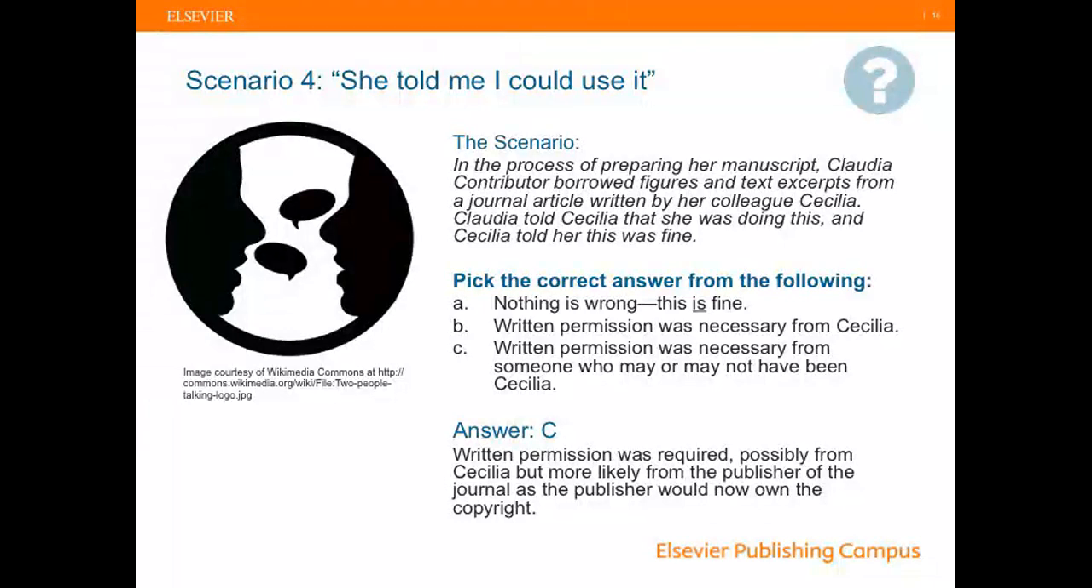The correct answer is C. Written permission was required, possibly from Cecilia, but more likely from the publisher of the journal, as the publisher would now own the copyright.